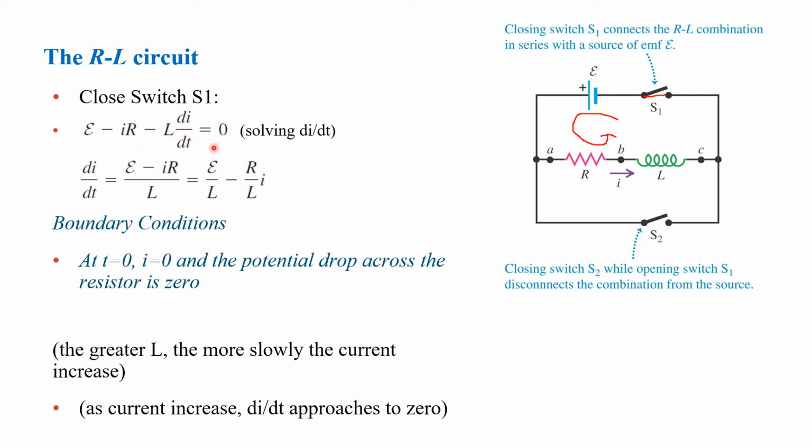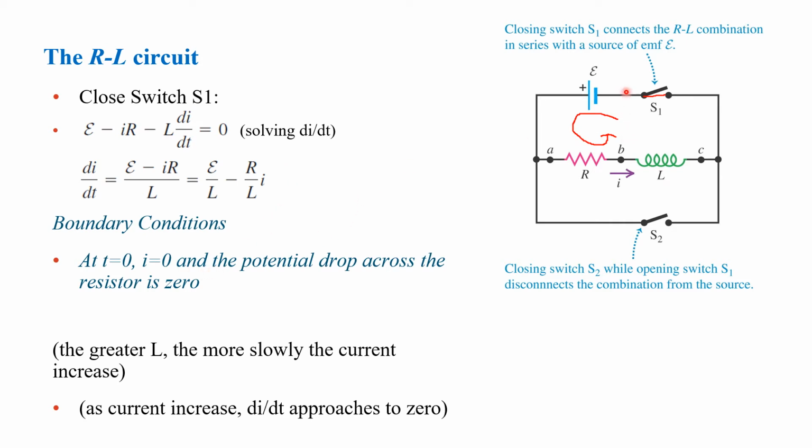that's equal to 0. From here, let's solve for your dI over dt by playing with the equation. So you have your dI over dt that's equal to epsilon minus IR over L, or you have your dI over dt that's equal to epsilon over L minus R over L times I. Applying some boundary conditions, at time equals 0, the current I is 0.